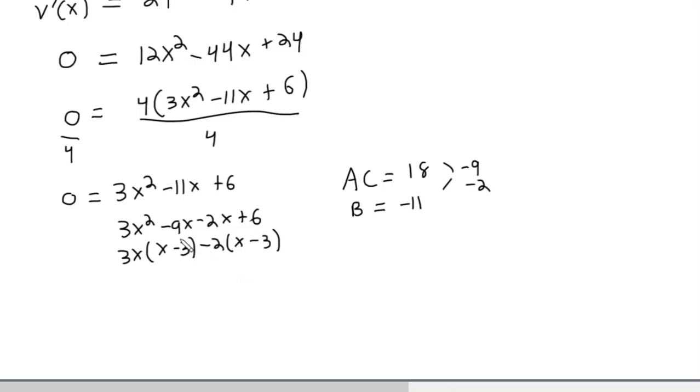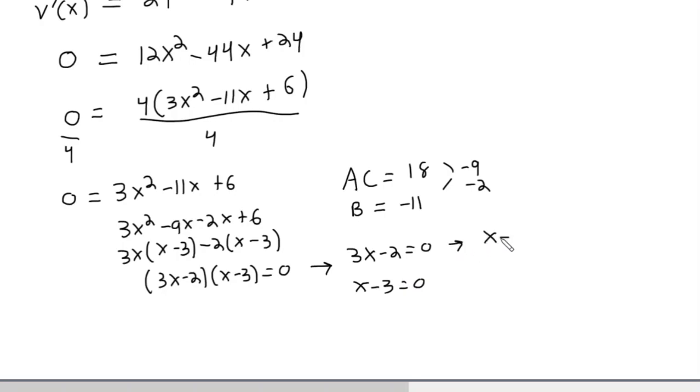Okay, so 3x times x minus 3, and then a negative 2 times x minus 3. Perfect. And so this becomes 3x minus 2 times x minus 3 is equal to 0. And then I set both factors equal to 0. So 3x minus 2 equals 0, x minus 3 is equal to 0. And I'm going to get x is equal to 2/3, and x is equal to 3.